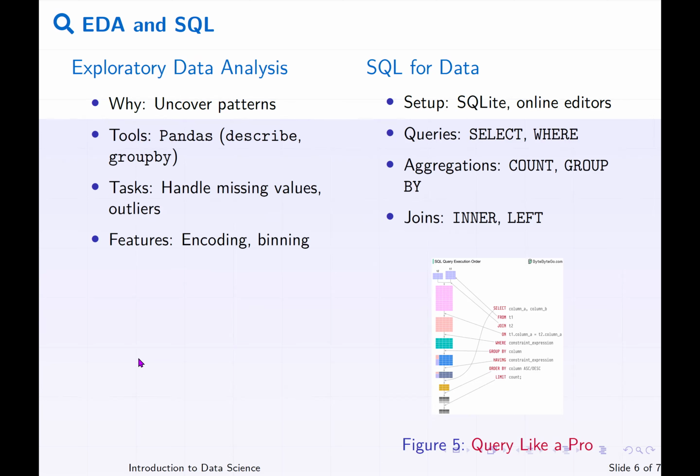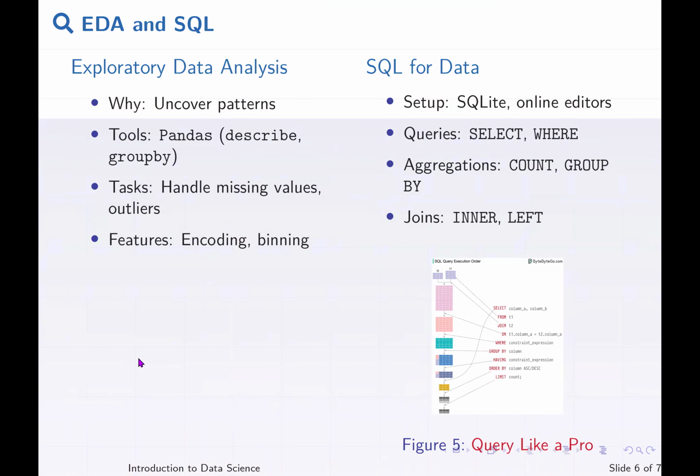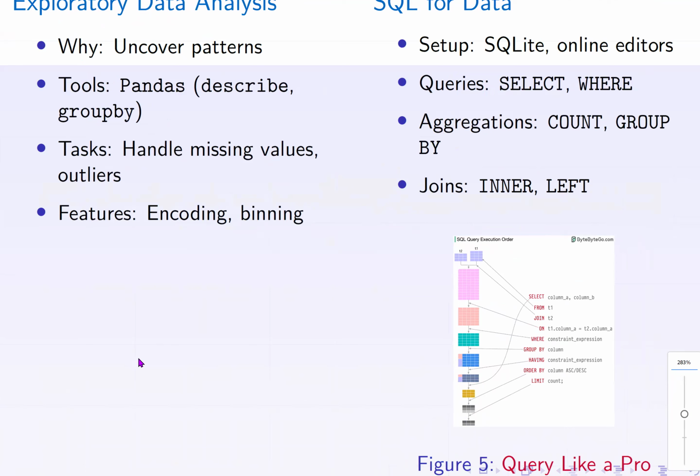You need to know about queries, where you select, and about aggregations, count, group by, joins, inner, left. So this shows the summary. I'm going to show you the references for all the figures I used. This is from ByteByteGo. It shows you the key things like select column A, column B from table one, join it with table two on what they have in common, say T1 column A equals T2 column A, where a constraint expression.